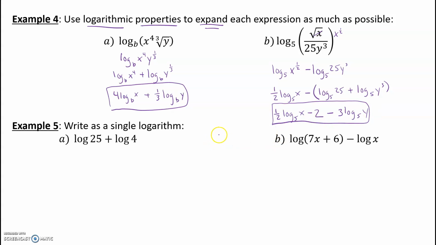Not the prettiest answer, but it works. So you can use these to expand. You can also work them in reverse to condense. So this says write it as a single logarithm.